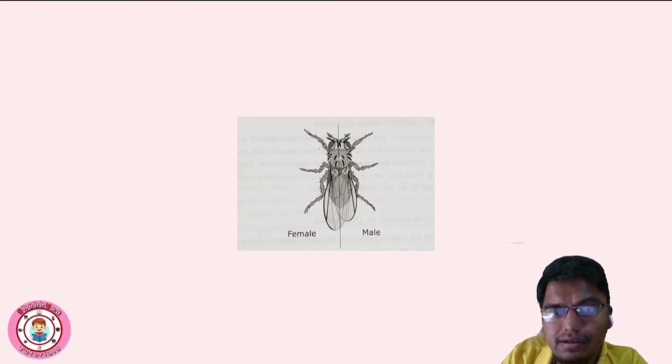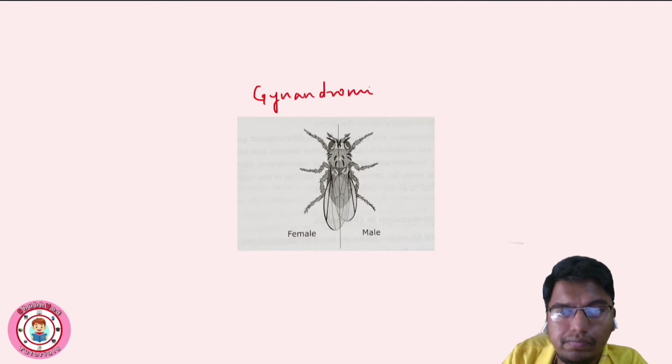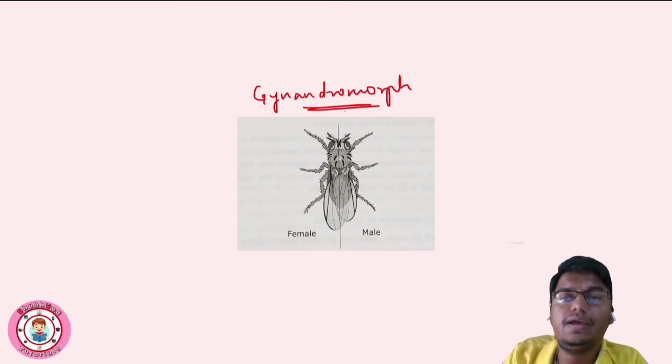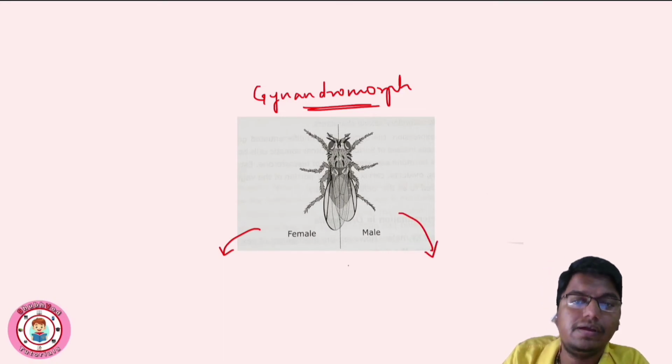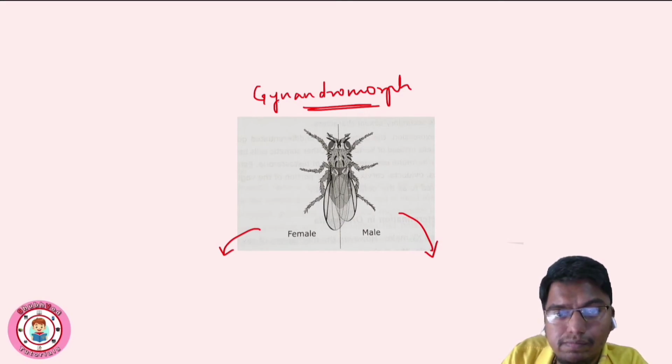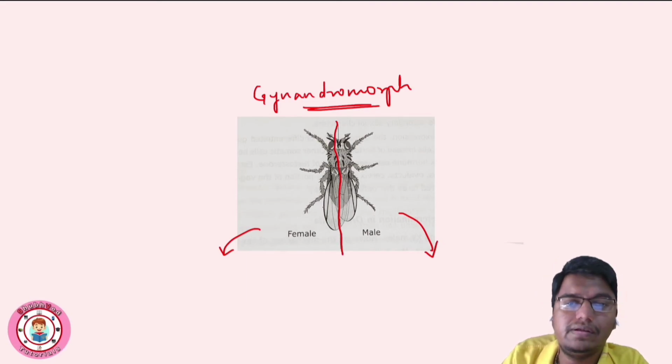This is in the Drosophila fruit fly, and it is known as gynandromorph. In this half body we can see this side is female and this side is male. Partial means bilateral symmetry; bilaterally they are distinguished from each other.